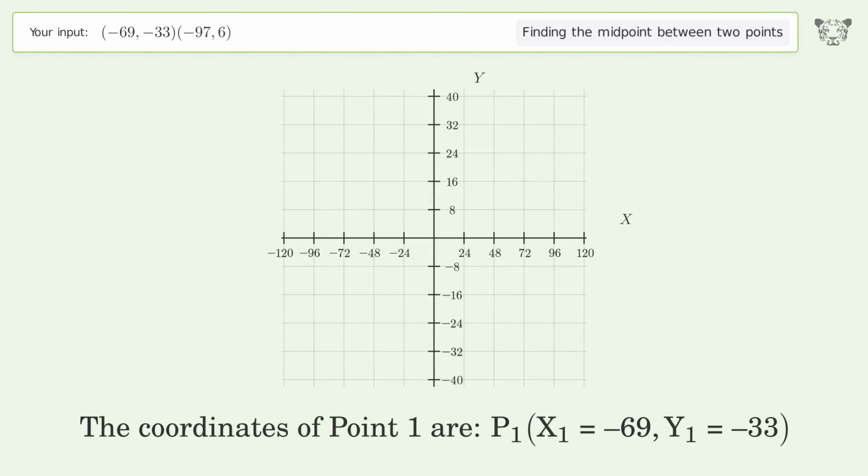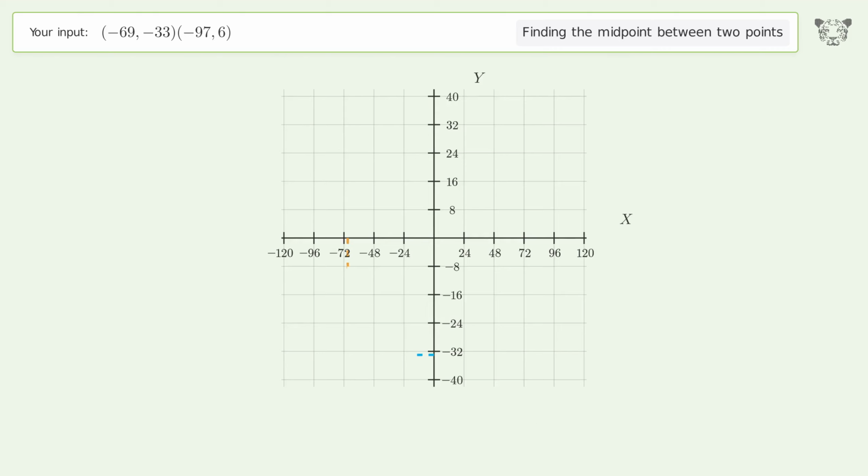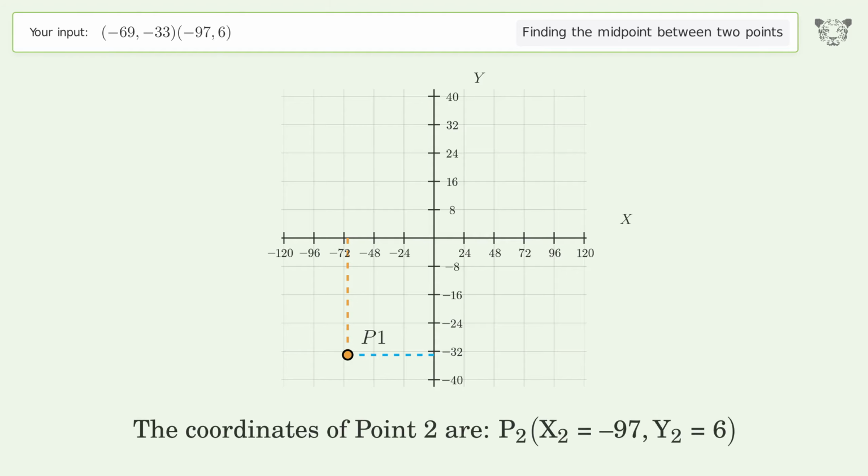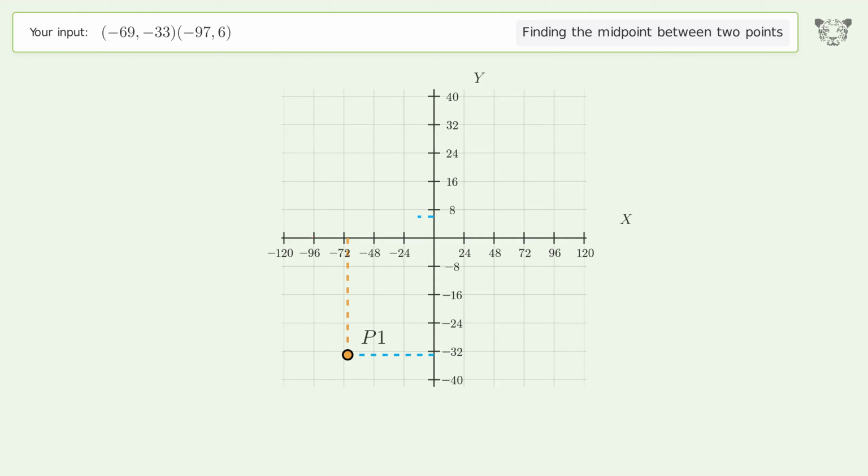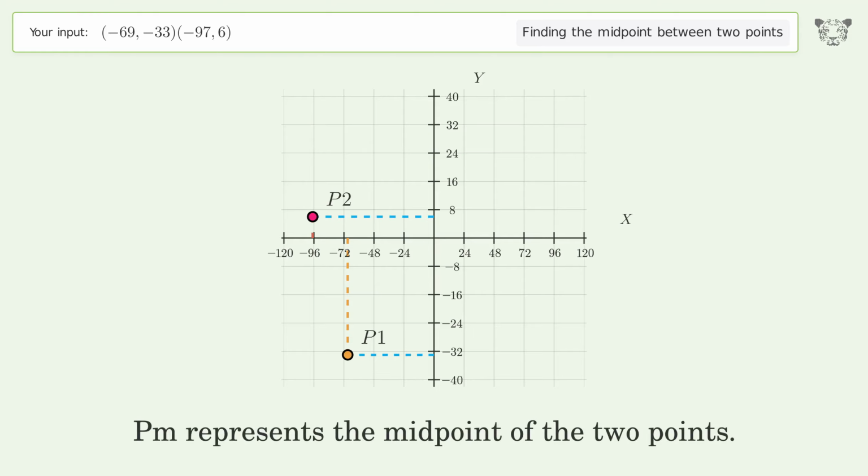The coordinates of point 1 are, x1 equals -69, y1 equals -33. The coordinates of point 2 are, x2 equals -97, y2 equals 6. PM represents the midpoint of the 2 points.